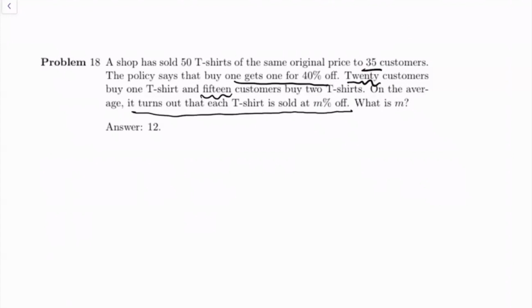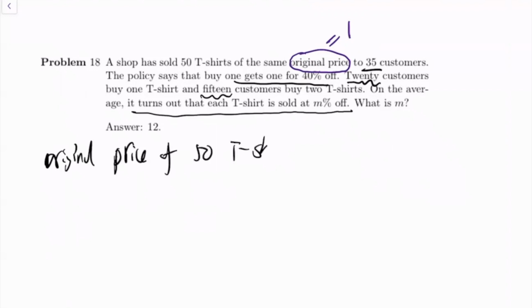All right. Okay. So here we have, let's see the sold price. For convenience, we can think of the original price as just 1. It doesn't matter because 1 could represent anything. Here we do not specify any unit, right? Could it be $1, or $100? It doesn't matter. So let's just say 1. And then the original price of 50 T-shirts will just be 50.